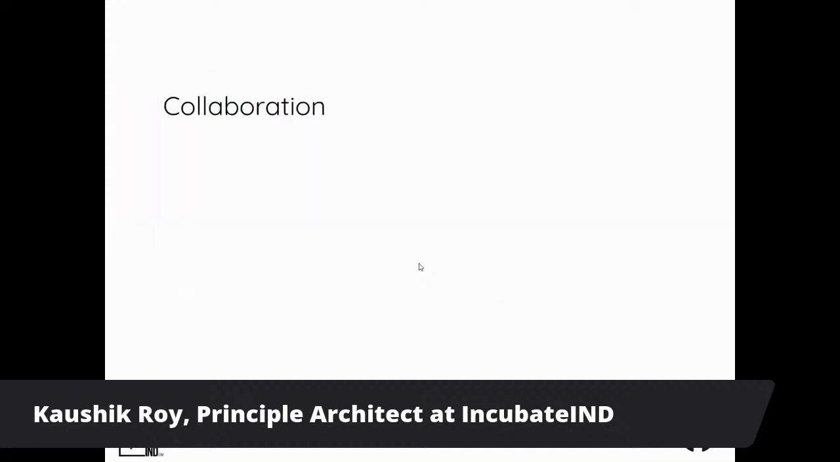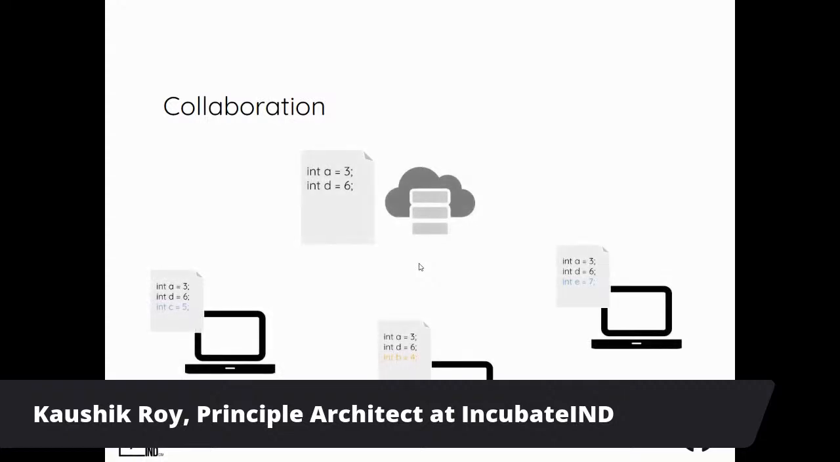Then the next most important thing is collaboration. So what do we mean by collaboration? Let's say there's a front end developer, there's a back end developer. Now just forget those and keep to the fact that there are two variables, a and d, and there are three other people who are working remotely at different other places.